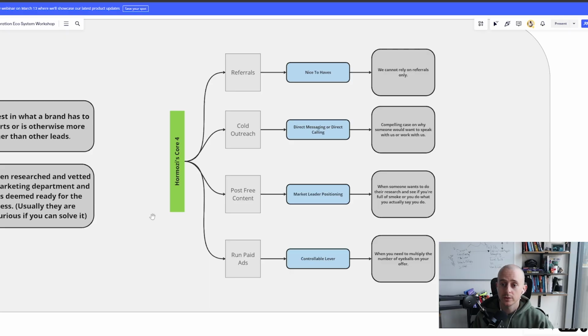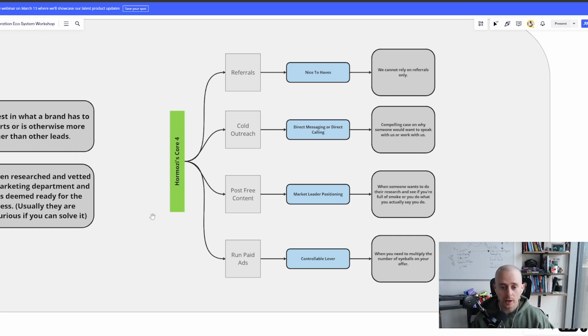We cannot rely only on referrals because we don't know necessarily when we're going to get them, okay? Now, if you have a really good referral system with your clients, chances are you can count on this a little bit more. But for the most part, we can't rely on referrals only because they ebb and flow, right? And when the referral well runs dry, a lot of times it's very difficult to see continued growth, okay?